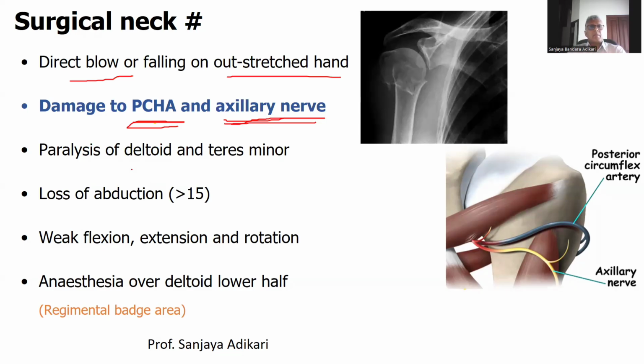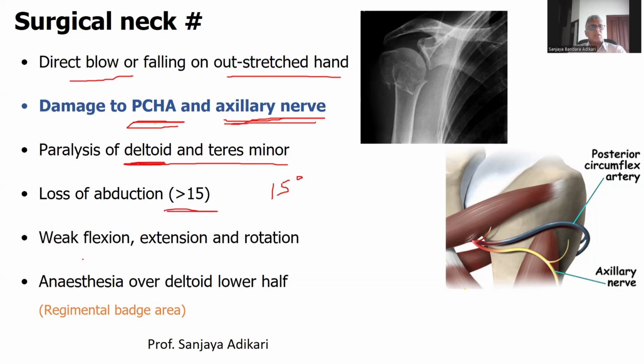Since the axillary nerve supplies deltoid and teres minor muscles, they get paralyzed. So the abduction of the shoulder joint will be gone, because of the deltoid actually. But the first 15 degrees is intact, because of the intact supraspinatus supplied by the suprascapular nerve. So above 15 degrees, abduction will be gone because of the paralysis of the deltoid muscle.